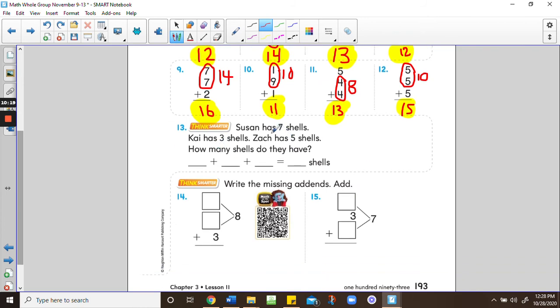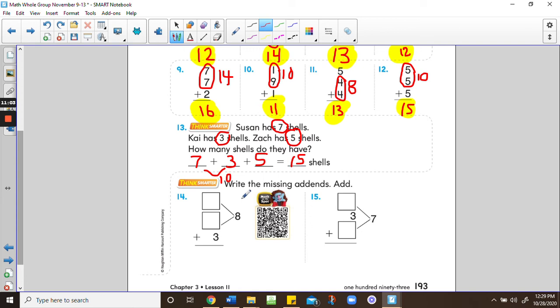The word problem down here is Susan has 7 shells, Kai has 3 shells, Zach has 5 shells. How many shells do they have? So we have to count all of those together. That is 3 numbers we have to add. So I'm going to put Susan has 7. I'm going to make my number sentence. Kai has 3. Zach has 5. Now it's a 3 add-in problem. 7 plus 3 I know is 10. And then 10 plus 5 is 15.